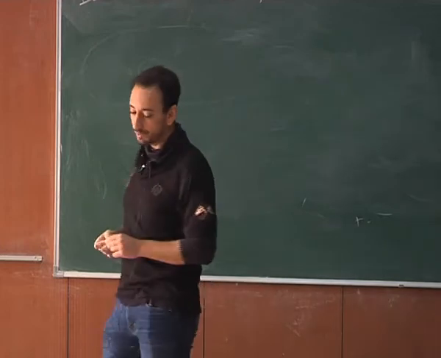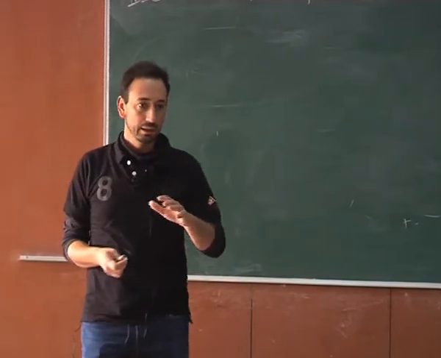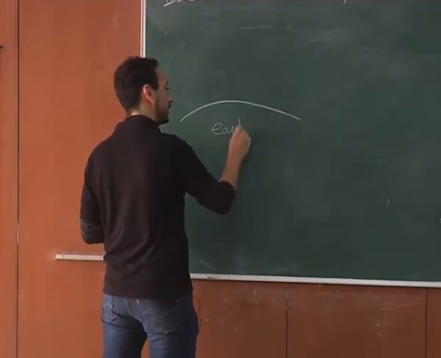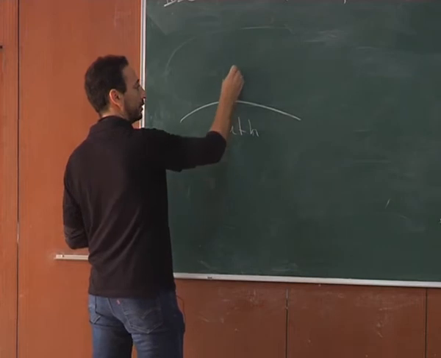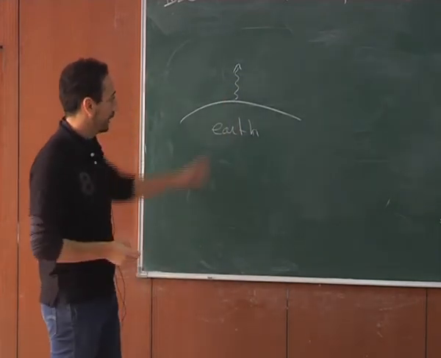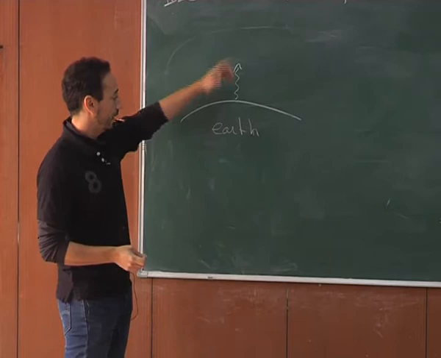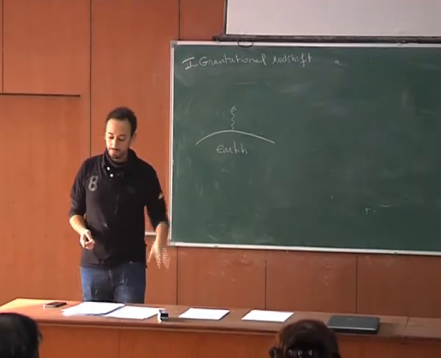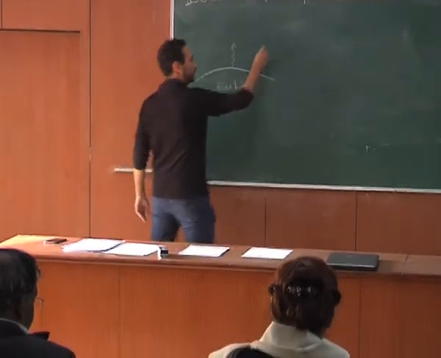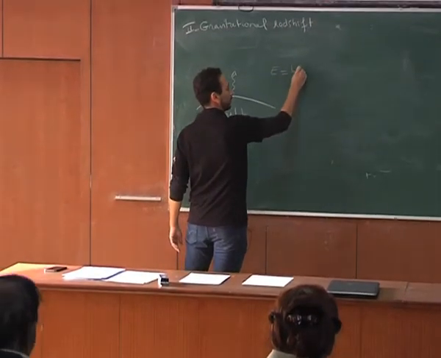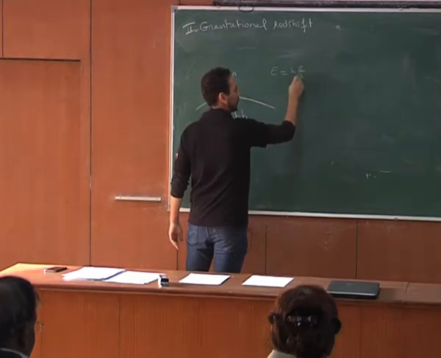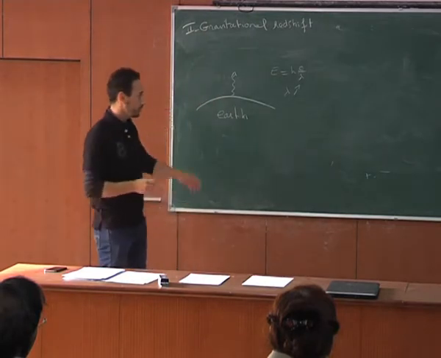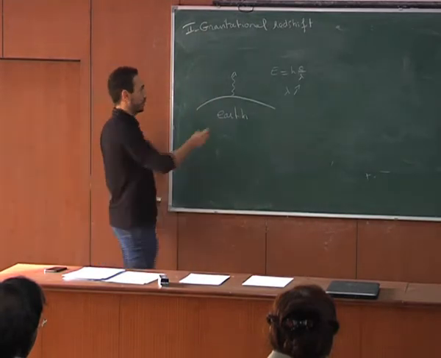Okay. Gravitational redshift is the following: imagine that you have the Earth and you send some light in this direction. This light, in order to escape the gravity of the Earth, will lose some energy. So if the energy goes down, it means that the wavelength will increase. So actually the wave will get stretched.